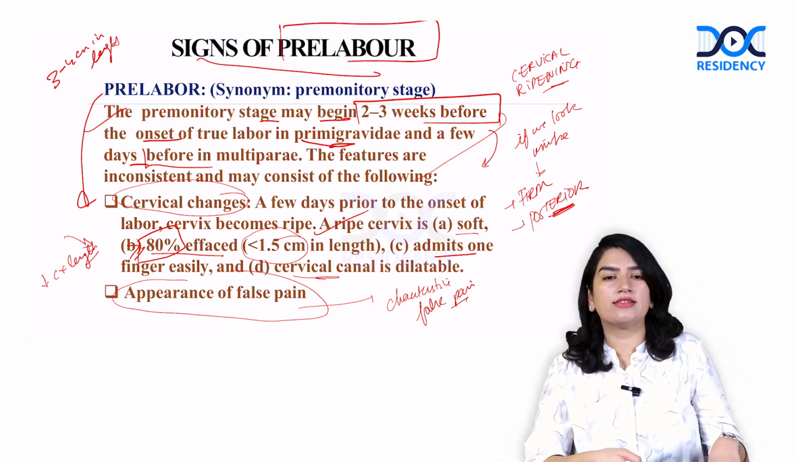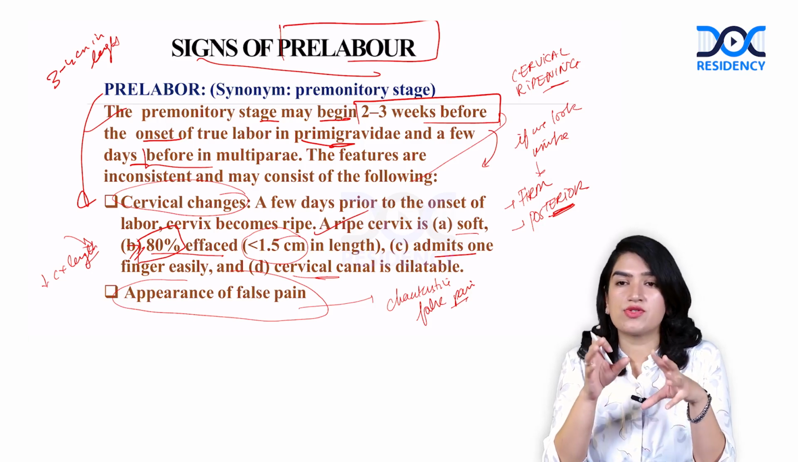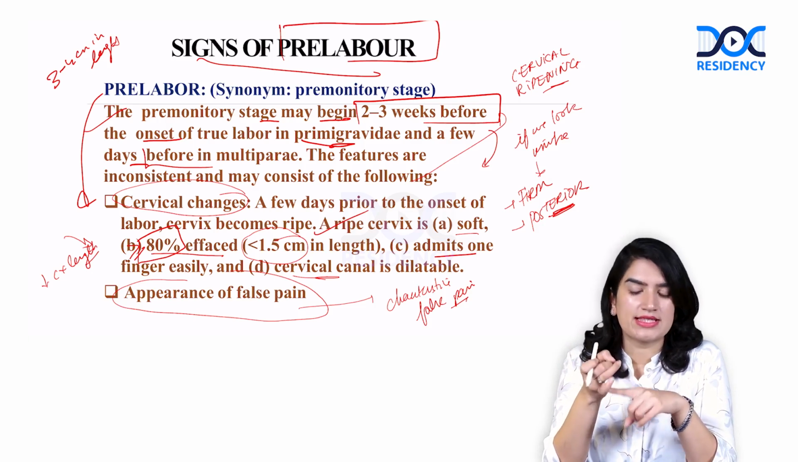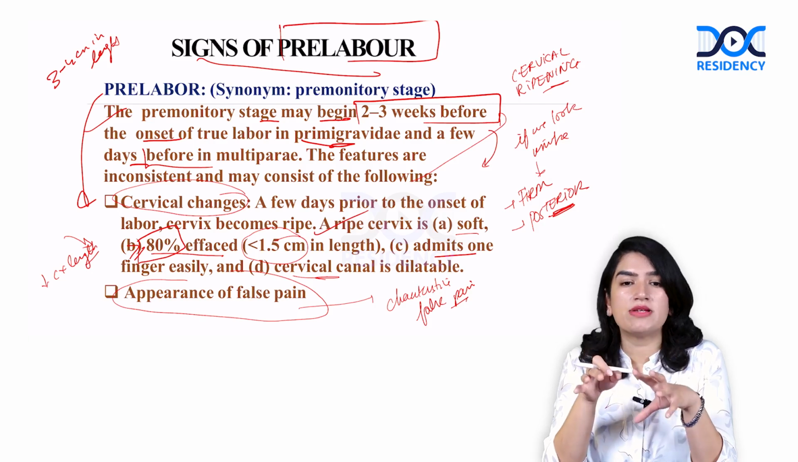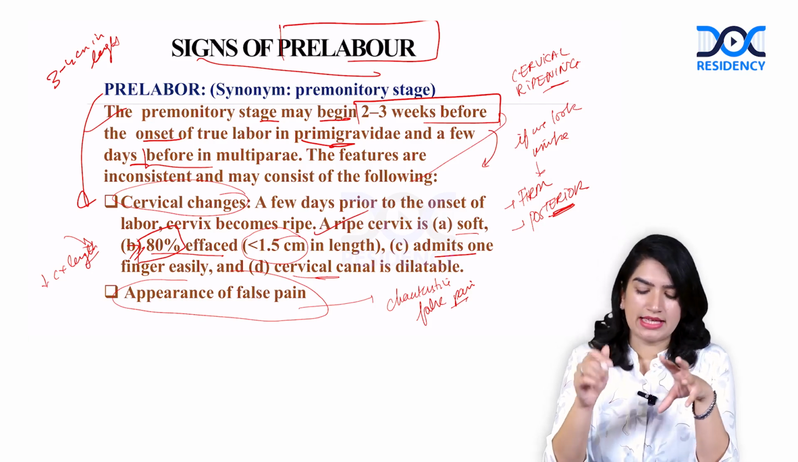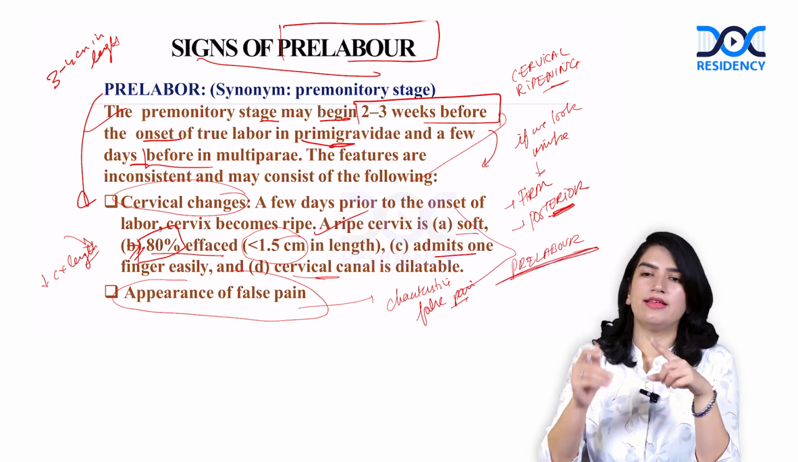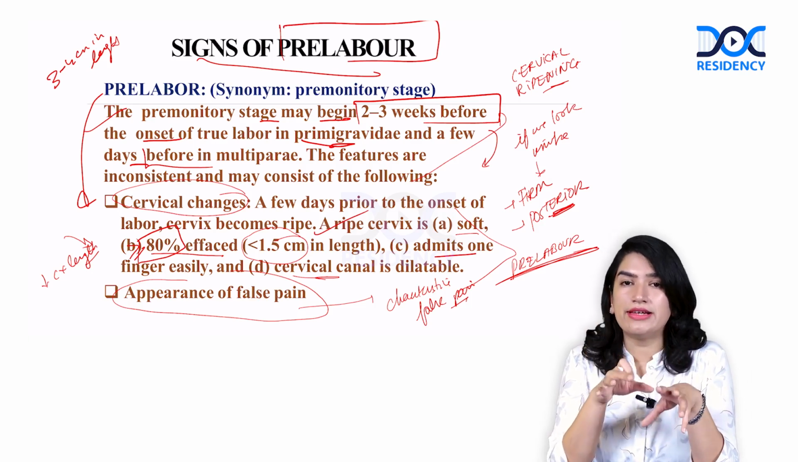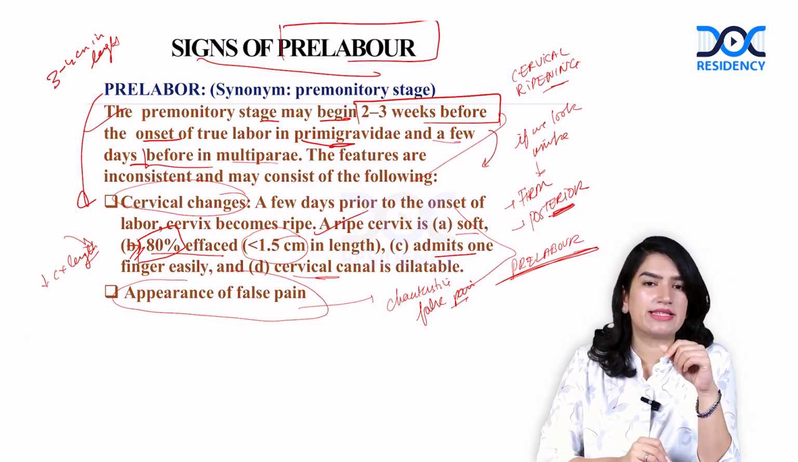So both of these factors, that is, the presence of cervical changes, which refers to cervical ripening, a soft cervix, an effaced cervix, which admits one finger easily, and a concomitant appearance of false pains, are characteristics of the pre-labor or the premonitory stage. Remember, both of these changes are pronounced earlier in cases of primiparas and later in cases of multipara.